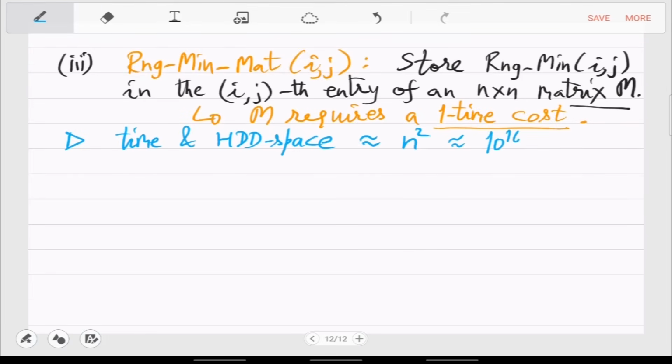So it's 10 raised to 16 times 1 nanosecond, right? That's a one-time investment, but it's too high. If this was allowed, then of course the subsequent steps will be trivial, because every query you can just pinpoint a place in the hard disk and you have the answer. So that will just be a lookup. You are just creating a lookup table, but this is too high.